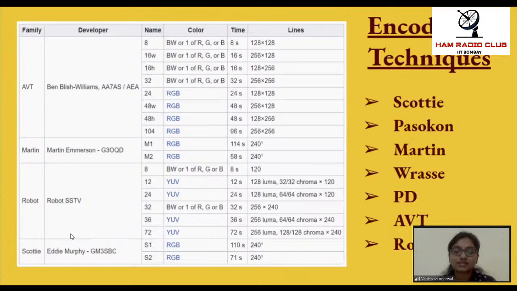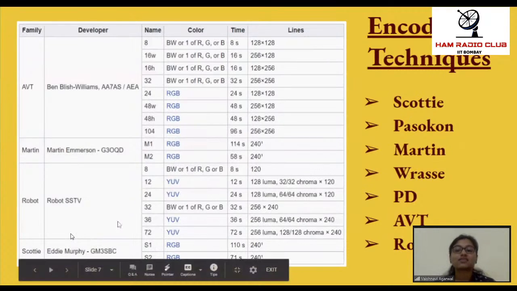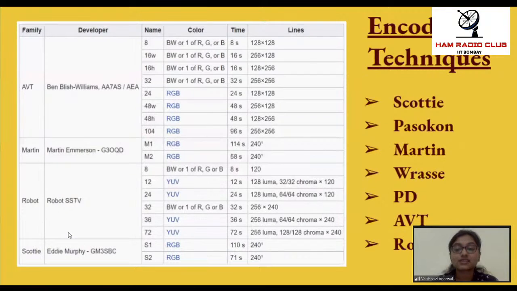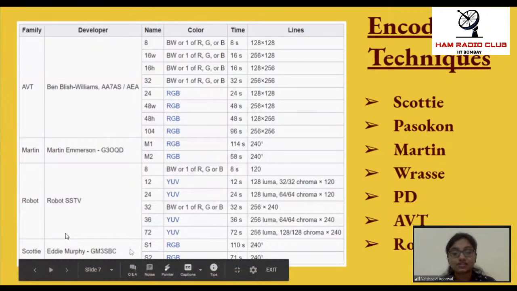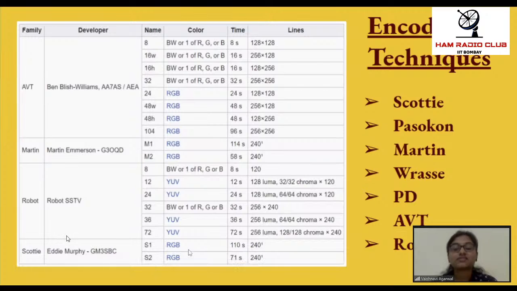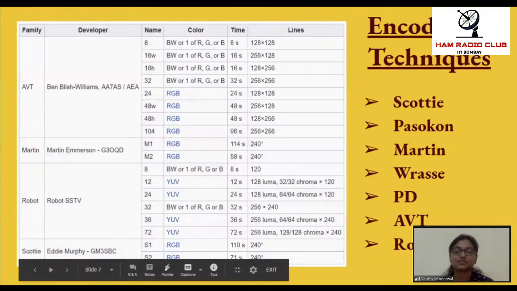So what does this table tell you? Here, the color column tells you the color code that is used. That is the colors that are encoded or encrypted into signals. For example, in Scotty, the color code is RGB. That is, the colors red, green, and blue are encoded when this mode is used.